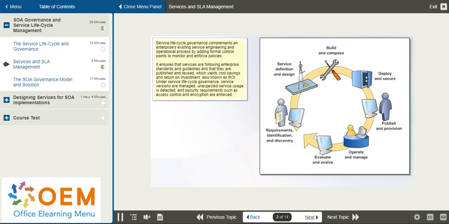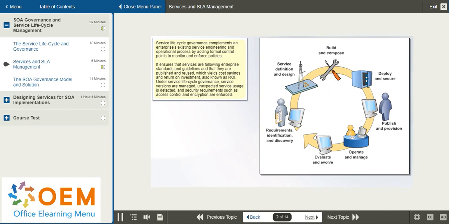Service lifecycle governance complements an enterprise's existing service engineering and operational process by adding formal control points to monitor and enforce policies. It ensures that services are following enterprise standards and guidelines, and that they are published and reused, which yields cost savings and return on investment, also known as ROI.